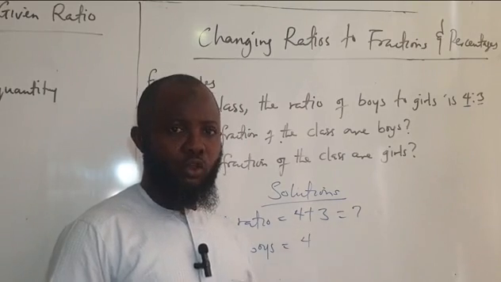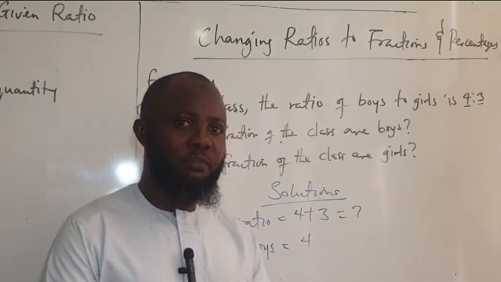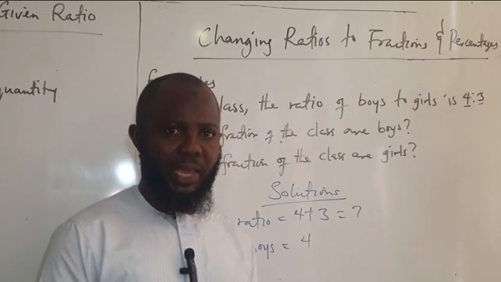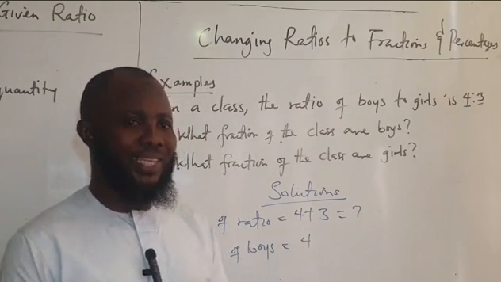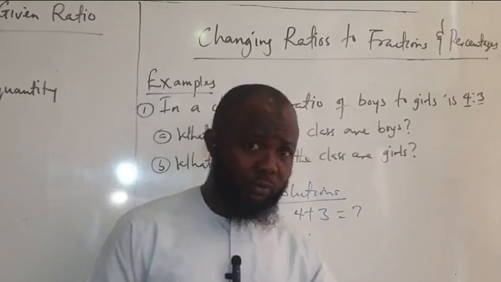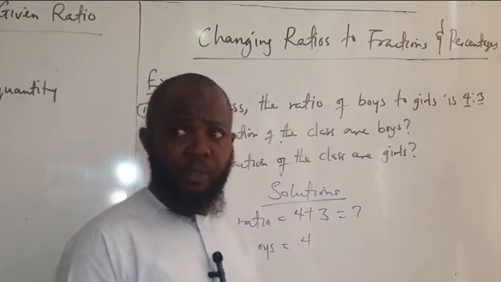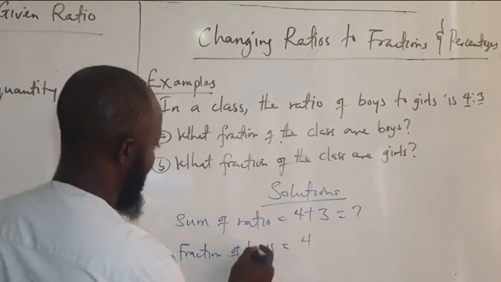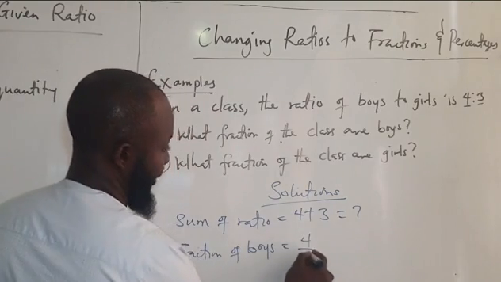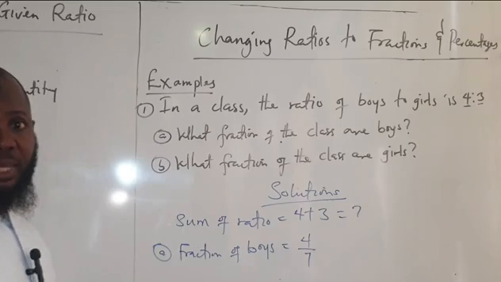Is that clear? So what would then be the fraction of the boys? If the boys take 4 out of 7 divisions, the boys take 4. So that means the fraction of boys here will be what? 4 out of what? 7. Simple. That's how to do it.